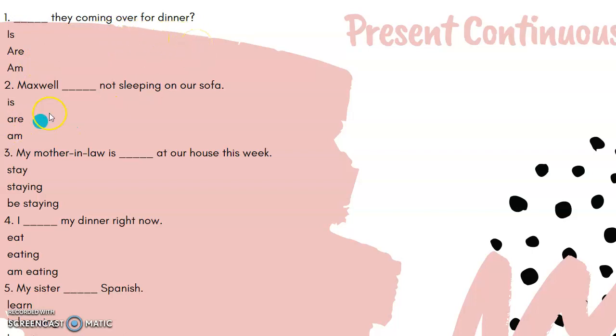So let's continue with the second one. Maxwell is, because Maxwell is the third person, that is he. So it could be he is or Maxwell is not sleeping on our sofa. This is a negative sentence.